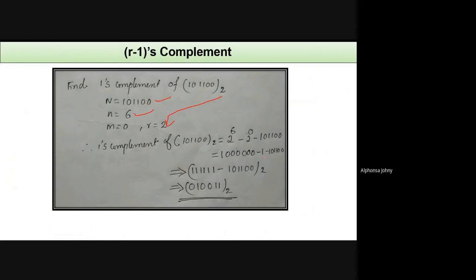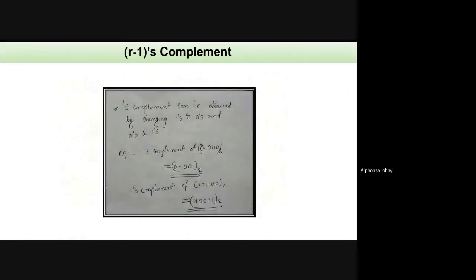Then 2 raised to 0 is 1. So this number minus 1, minus 101100. We need to perform this operation first, then from that result we need to subtract this number. We can perform it using binary subtraction rules and you will get the result as 010011. But there is a shortcut and easy method to find the 1's complement. There is no need to evaluate this complex equation.